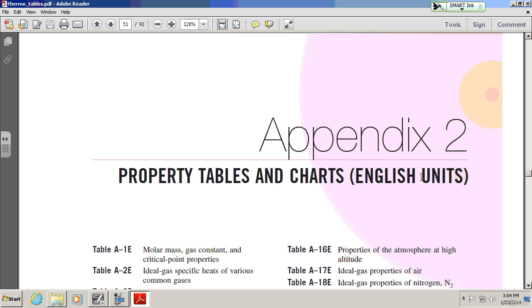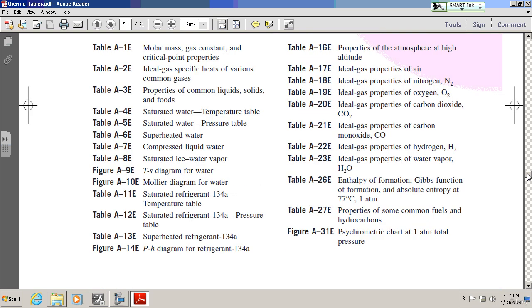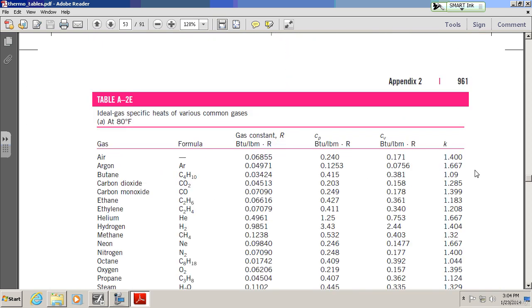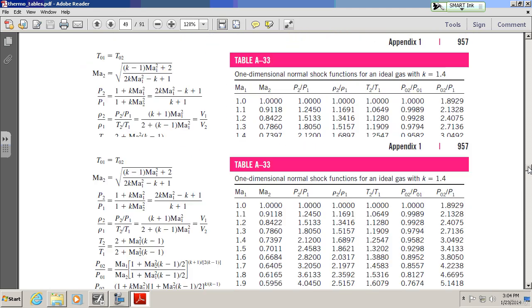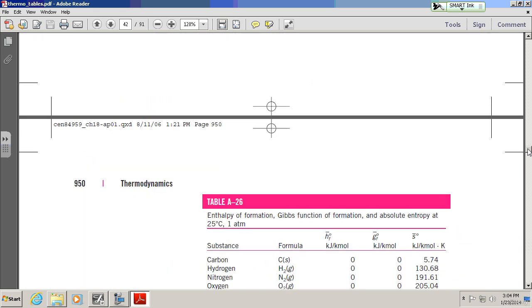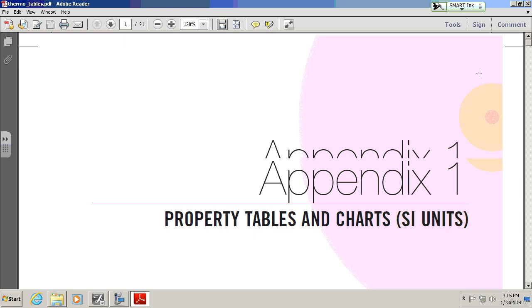Okay? So you got them all in your book, in your tabular data. Make sure you know that. Sometimes you have to go to this Appendix 2. By the way, when they have tables in Appendix 2, it'll say Table A to E. It'll always put the E there just to let you know, oh, by the way, that's English units. Okay, we're going to go back to the first appendix, though. All the way back to the beginning, property tables and charts.